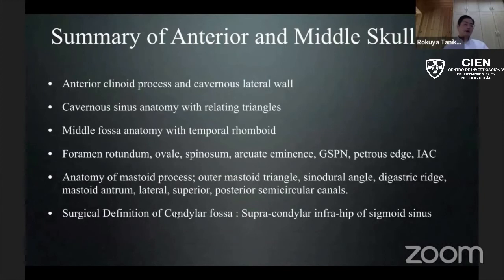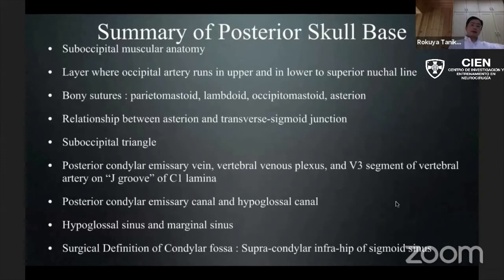And I couldn't show you the chondral fossa this time, but we have to understand the surgical definition of the chondral fossa. Where is the chondral fossa? It is located between the occipital condyle and the hip of the sigmoid sinus. I can show you this anatomy in another opportunity, in a posterior skull base. I couldn't show you this one, so I skipped this.